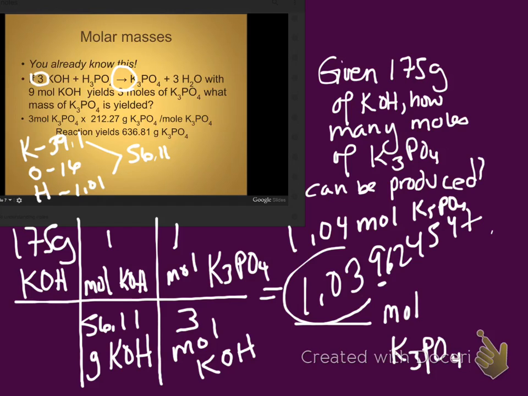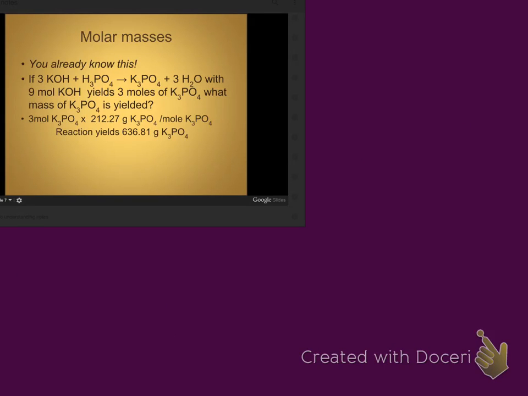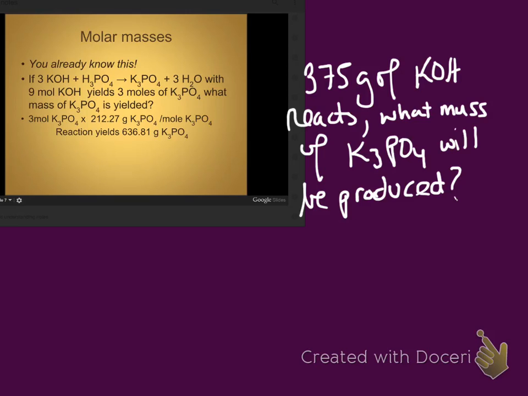So, how useful do you think these mole-to-mole problems and mass-to-mole problems really are in the long run? Not very useful. Not terribly useful. So really what we do mostly are mass-to-mass problems. So let's do a mass-to-mass problem. We're going to use the same equations, and I'll give you a little problem-solving tip on these things in a little bit. Here's your question. 375 grams of potassium hydroxide reacts. What mass of potassium phosphate will be produced?